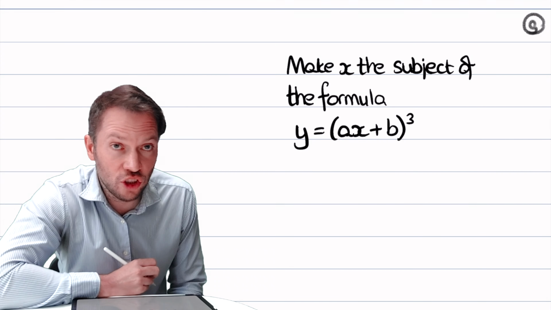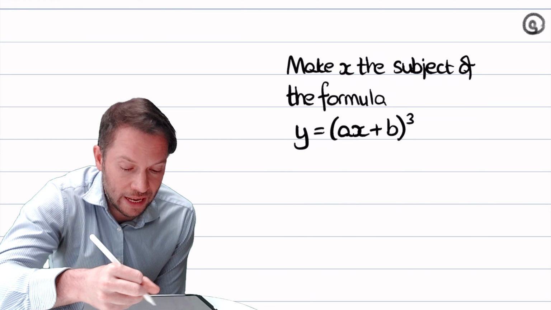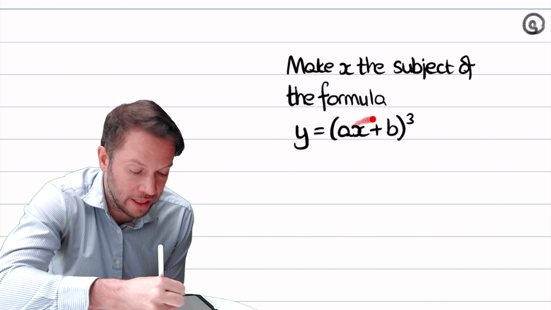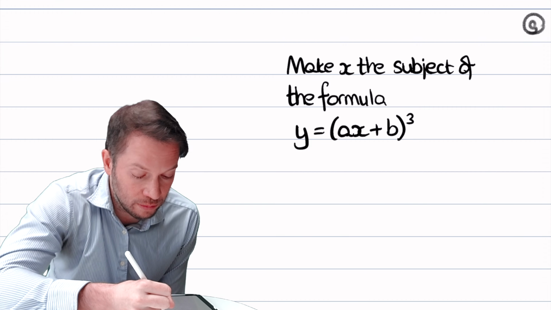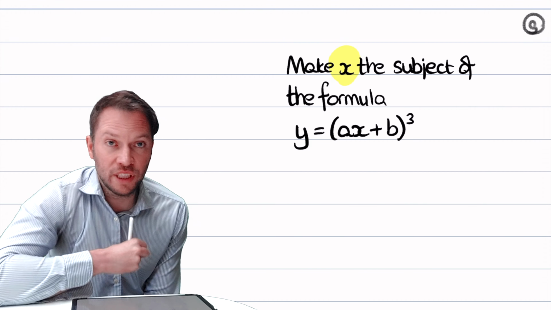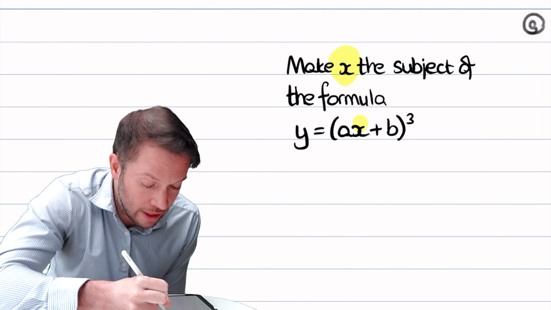Hi, in this video we're going to change the subject of the formula where we have a whole expression to some power. So you can see this (ax + b) is all to the power of 3. And remember, to change the subject of the formula, if we want to make x the subject, it means we get x on its own on one side of the equation. So we need to get this x freed up.